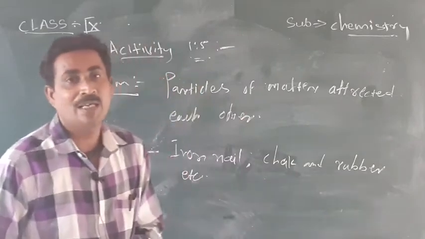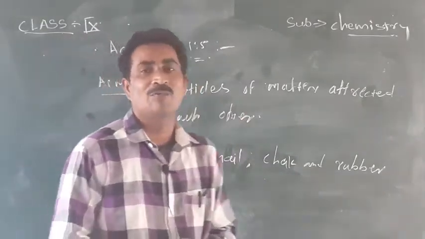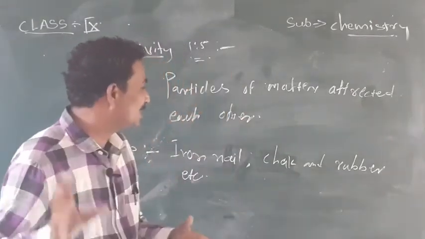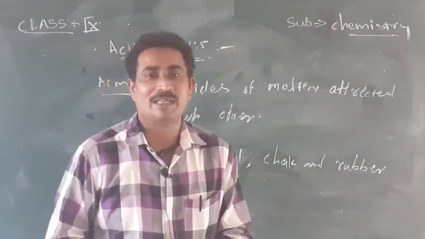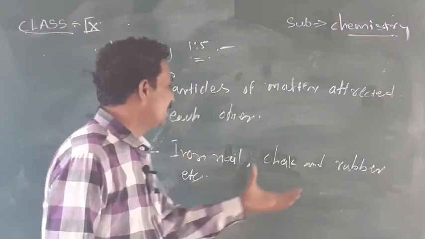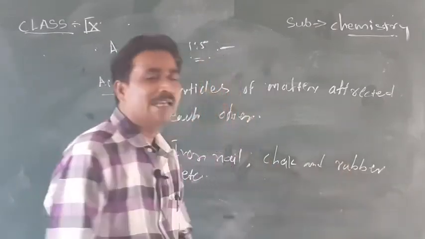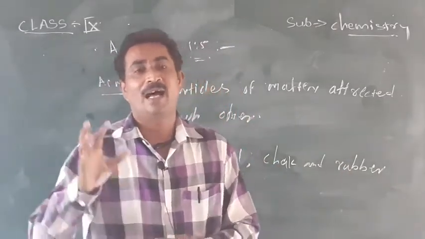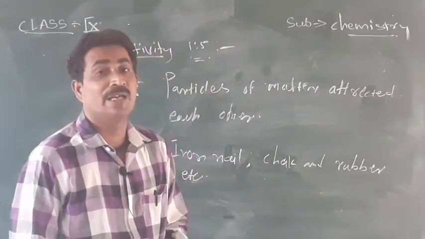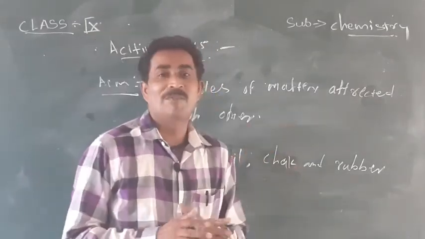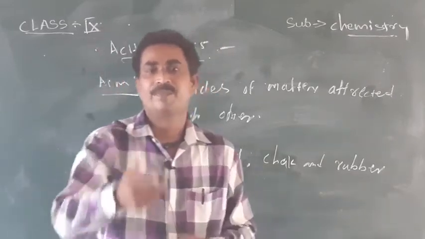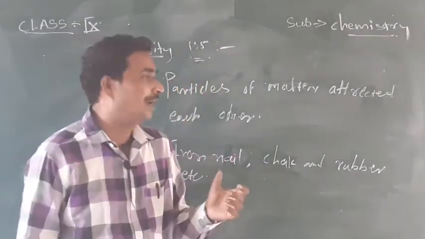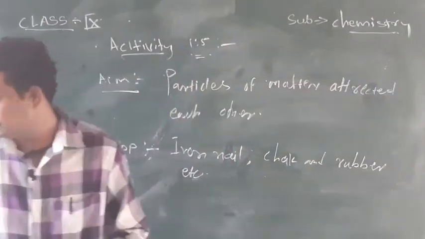Likewise, we want to say this is activity number 1.5. In it we want to identify the apparatus and materials required: iron nails, chalk and rubber. These materials are necessary. Through this activity we come to know how the particles of matter attract each other. So I will draw the diagram, and afterwards I will explain it.